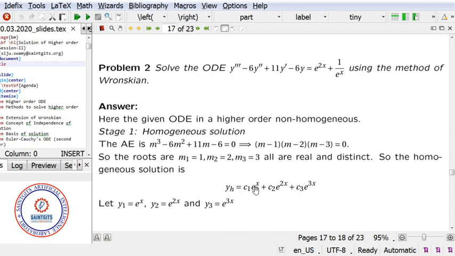Now we write the term associated with c1 as y1, the term associated with c2 as y2, the term associated with c3 as y3. The next step is the Wronskian.